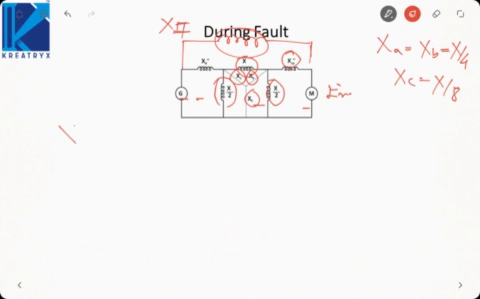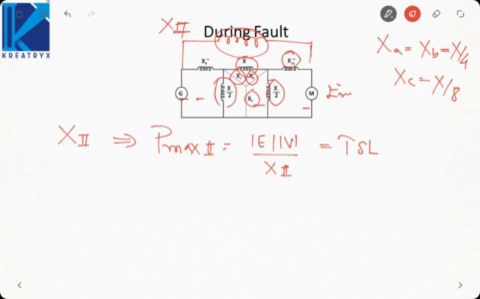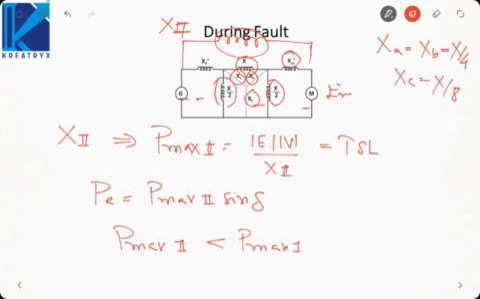So here we will have some transfer reactance, due to which the maximum power during the fault will be mod E mod V by X2, which is also called the transient stability limit, and electrical power will be equal to P max 2 sine delta. Now during the fault power transfer is reduced very much, so P max 2 will be less than P max 1. Now let us consider the case after the fault.